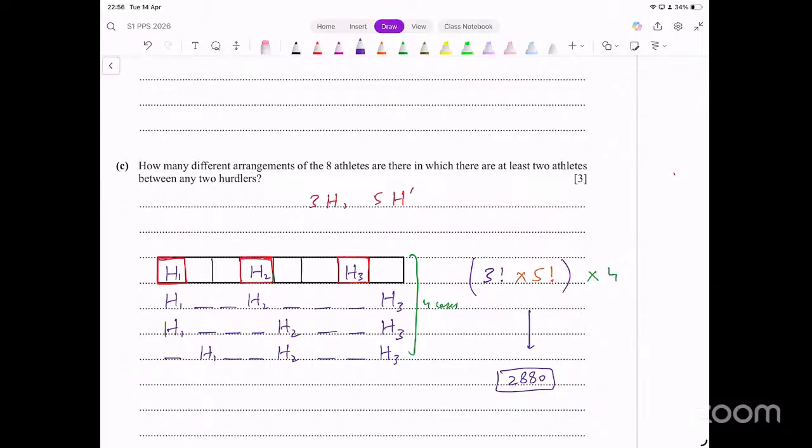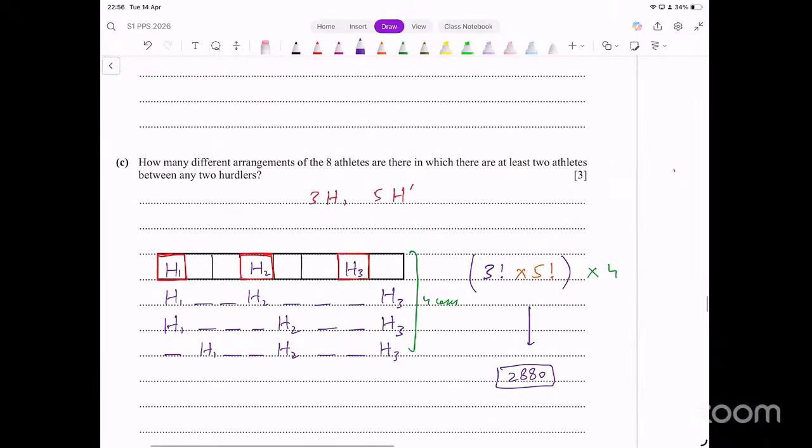Yeah, this was not very difficult, but it was not one of those standard questions that we see on permutations and combinations. So it required you to think.